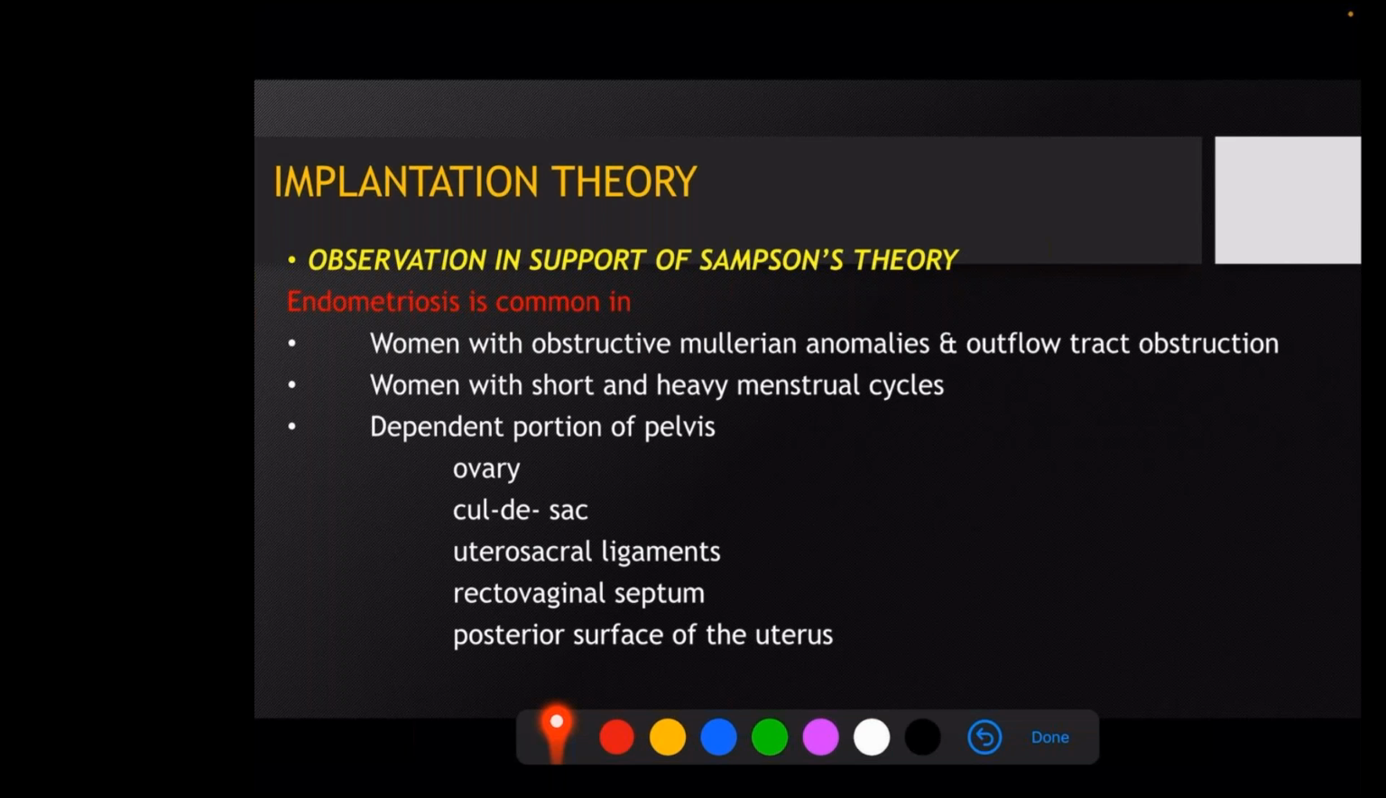Sampson's theory successfully explains pelvic endometriosis, but it fails to explain endometriosis of distant sites like kidneys and lungs.